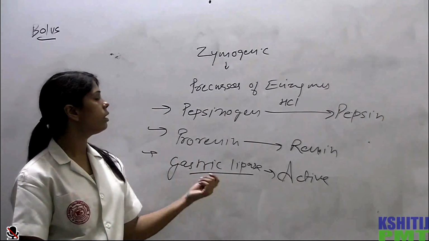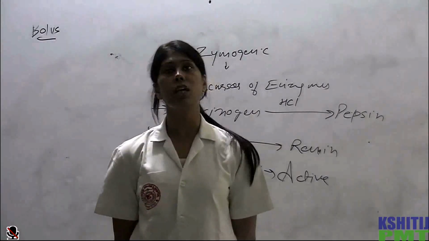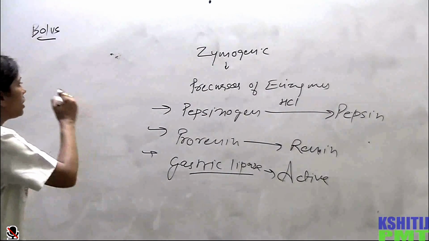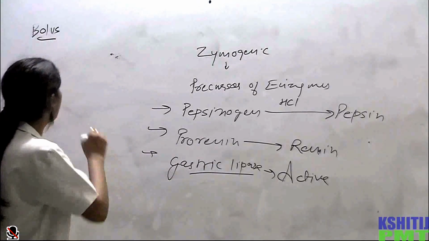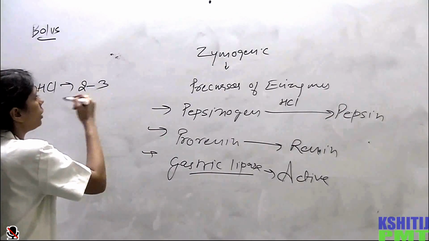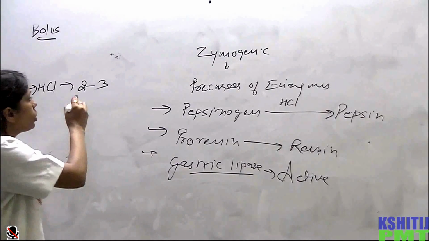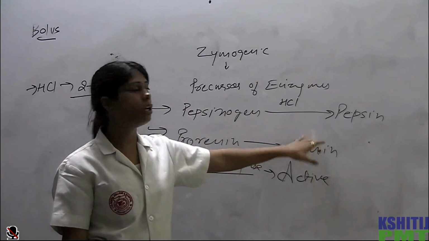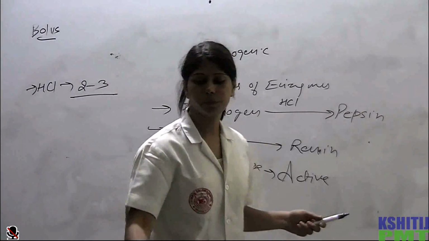One more very important thing about these enzymes is that they are the only enzymes in our body which act in acidic pH. As I told you, we have HCl in the stomach, and the pH in our stomach, which is maintained by HCl, is nearly 2 to 3. Below 7 we have acidic pH, so this is the acidic pH. These are the only enzymes in our body which act on acidic pH.